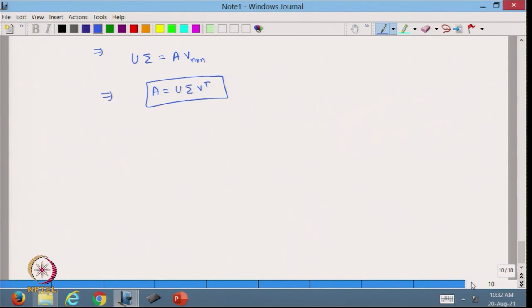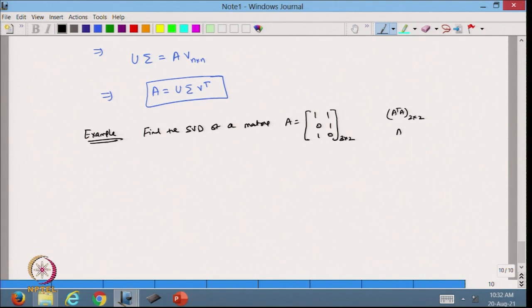Now, after doing this, we can take a quick example of how we can find the SVD of a given matrix. So, let us take the example: find the SVD of a matrix A. This matrix we are taking is 1 1 0 1 1 0, and this is a 3 cross 2 matrix. In this case, A transpose A will be 2 cross 2 and A A transpose is going to be 3 cross 3, because A transpose is 2 cross 3.